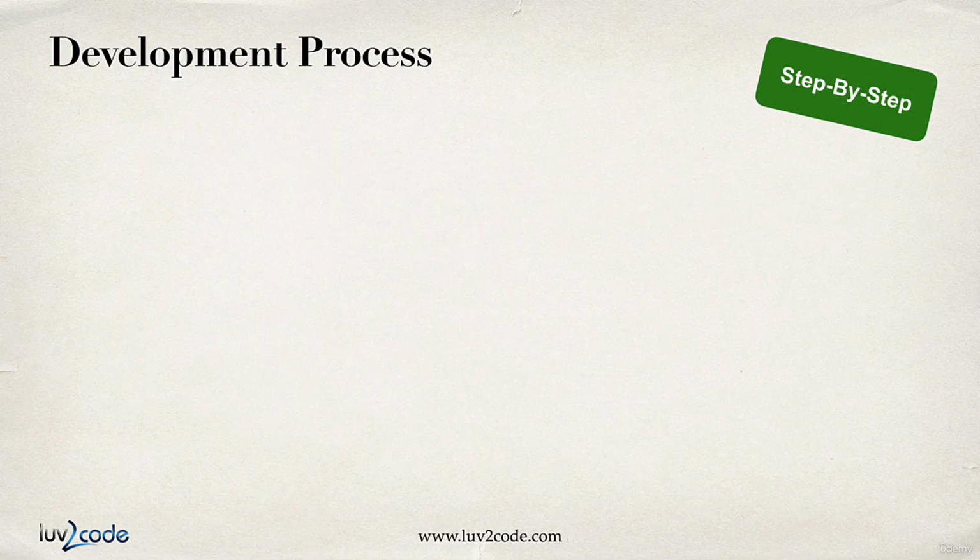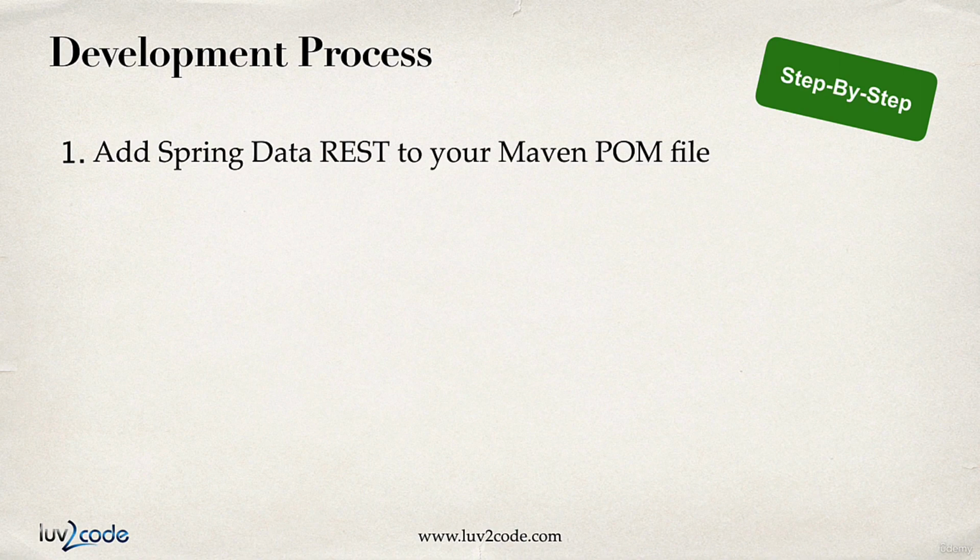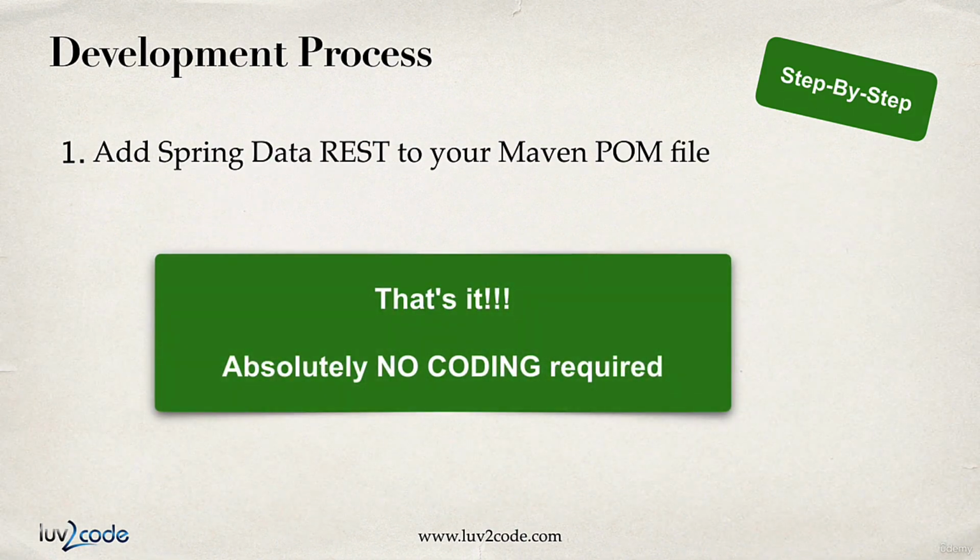All right, so let's look at the actual development process. The first step is to add Spring Data REST to your Maven POM file, and that's it. There's absolutely no coding required. You simply make a Maven POM entry, and you get these endpoints for free.